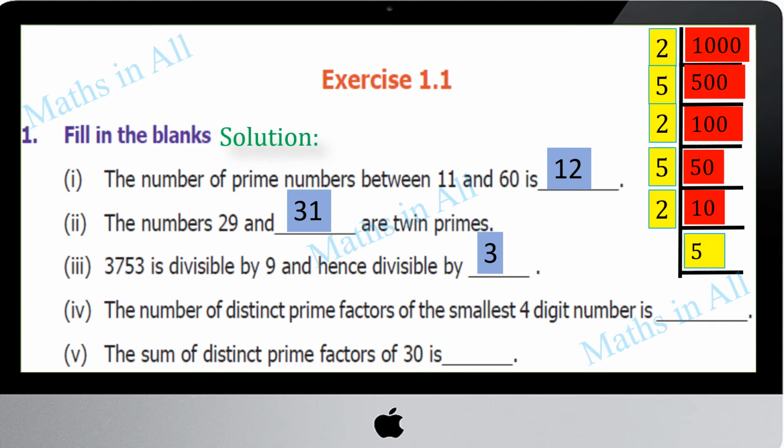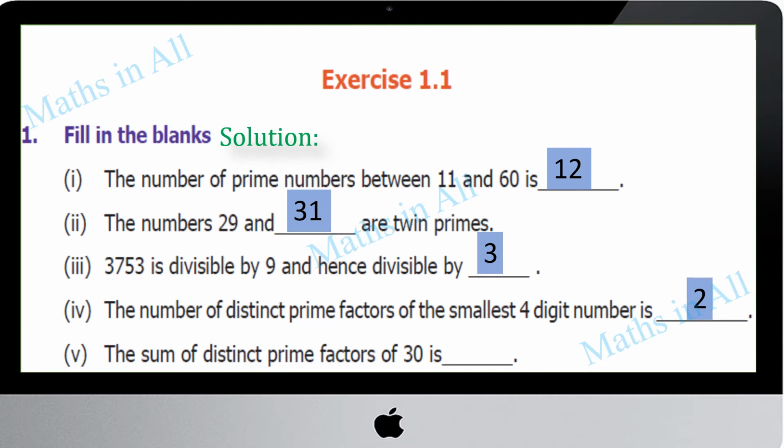What are they asking here? Number of distinct prime factors. Distinct, okay? If you look, the same numbers repeat: 2 comes 3 times, and similarly 5 comes 3 times. So if we look at the unique numbers, it is only 2 and 5, right? Yes. So 2 is the correct answer because 2 and 5 are the unique, distinct prime factors. Clear ma? Fine.